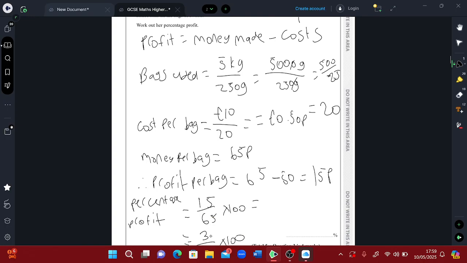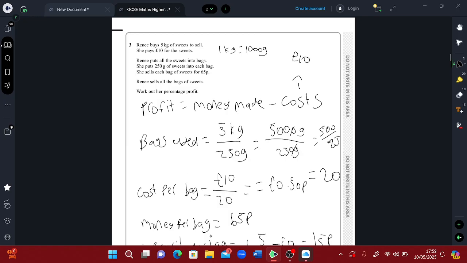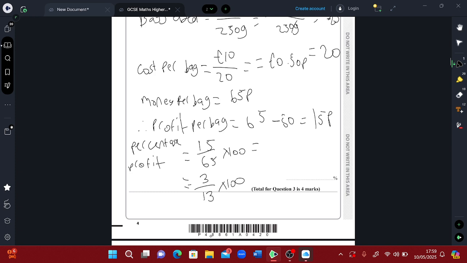Okay. Then it tells us the money per bag is 65p, because she sells each bag of sweets for 65p. Okay. Work out percentage profit. So her profit we worked out is 65 minus 50, the money she got minus the cost of it, which should be 15. So then the profit is 15 out of the money she got out of it, which is 65. And that should simplify to.